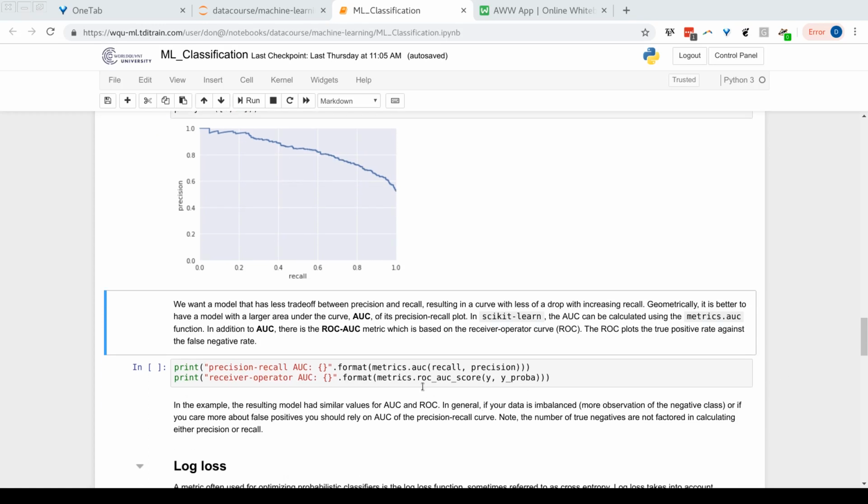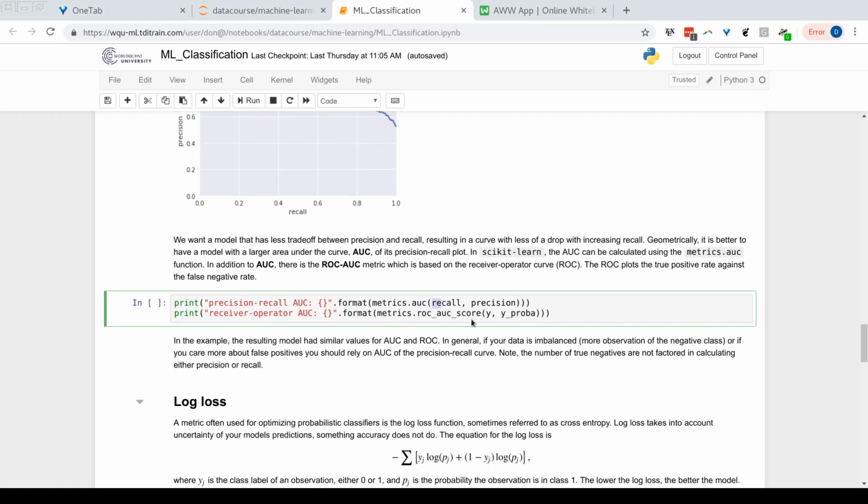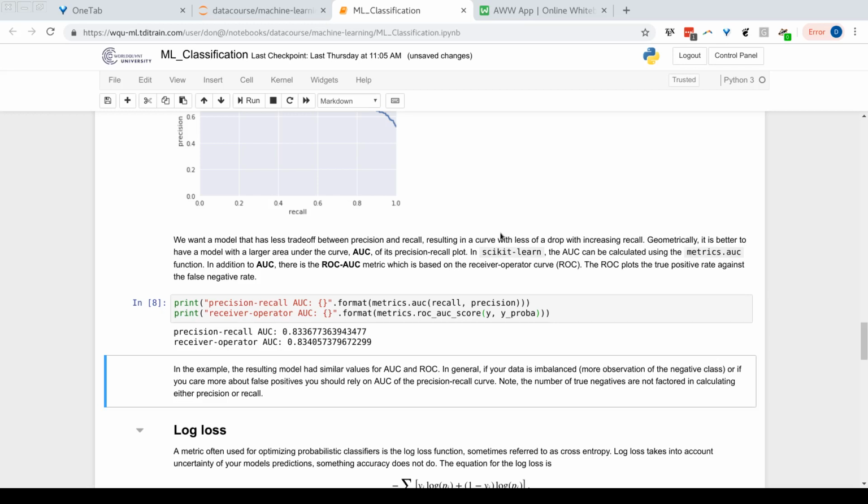So we can play around with these two metrics. We have functions for them. They accept the recall and precision. The other one, you can pass your predicted values and the true values. So let's go ahead and not plot, but print out these two metrics for area under the curve.